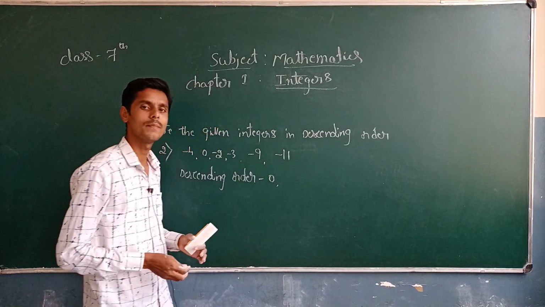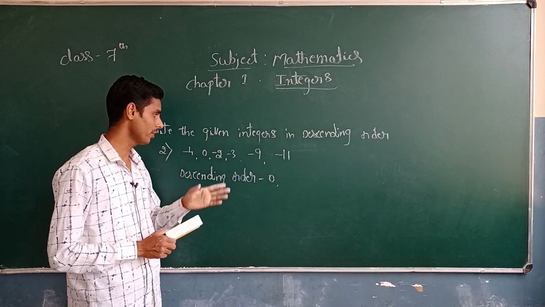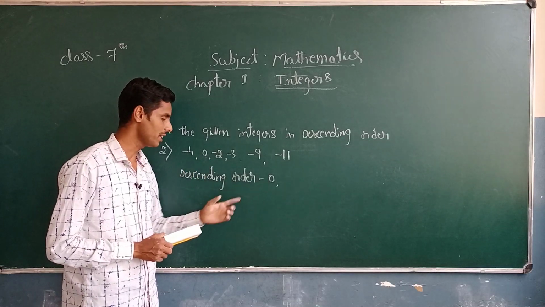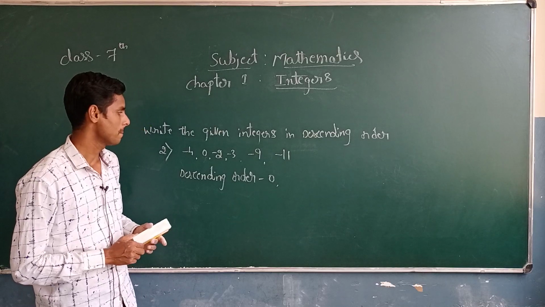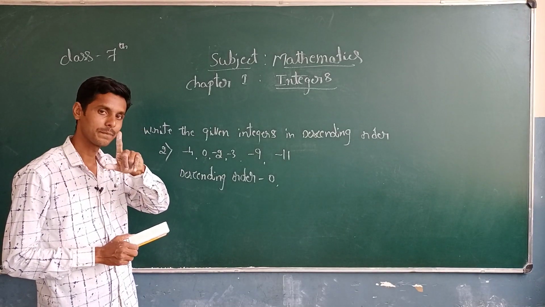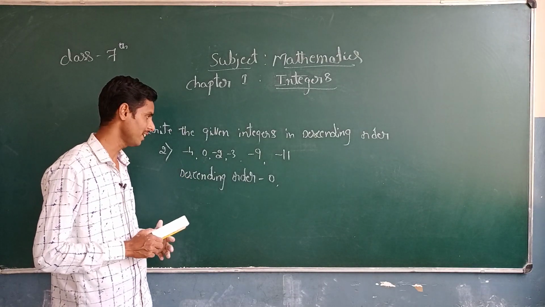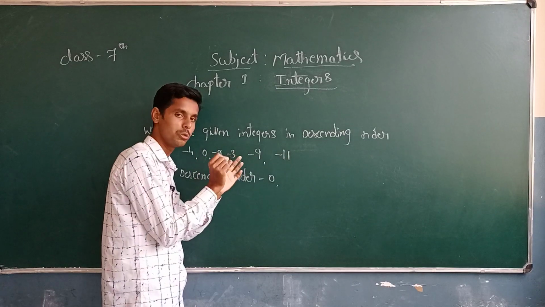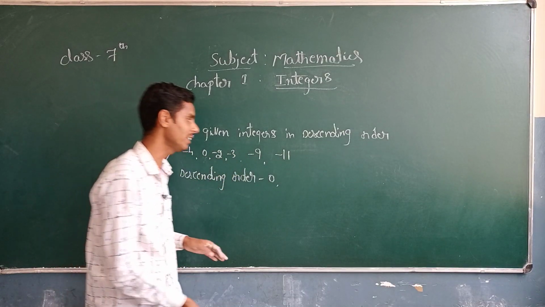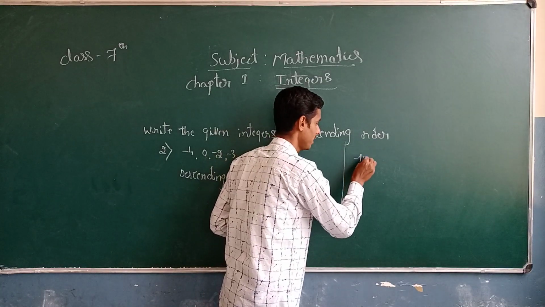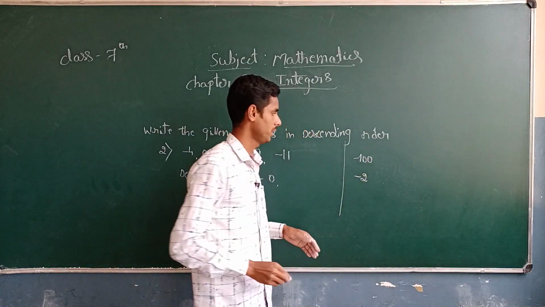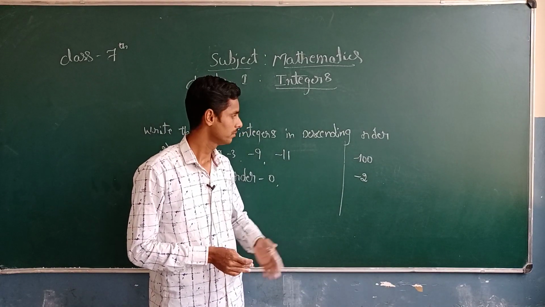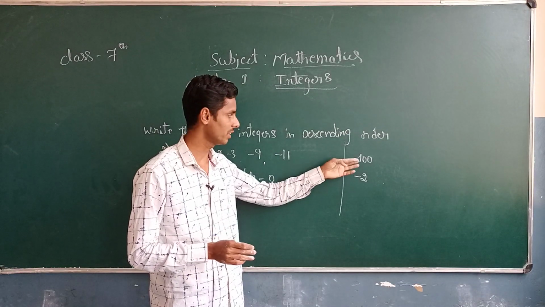Is it zero? Yes. All the other values are negative, that includes zero also. That means zero is the bigger one. After that, which number do we write? The bigger one, because descending order we are writing with negative numbers. The number looks like smaller. For example, minus 100 and minus 2. Among the two integers, minus 2 is larger. Minus 100 has a small value.